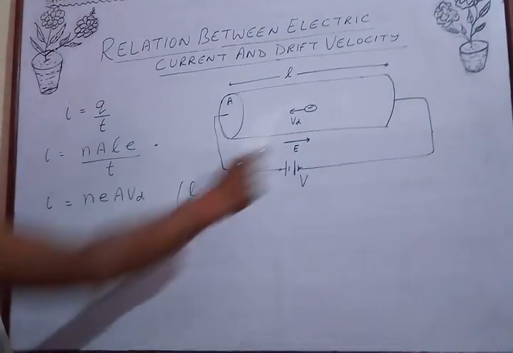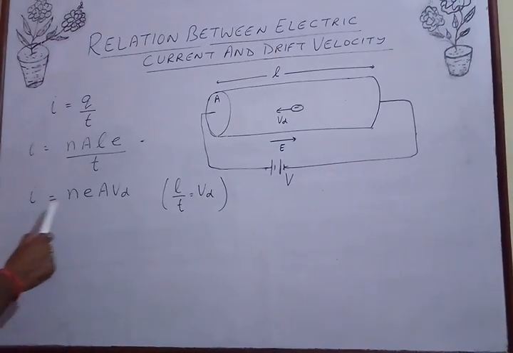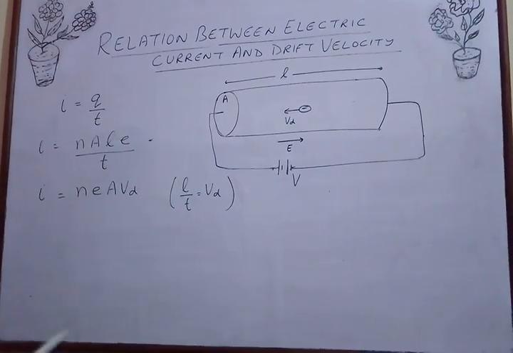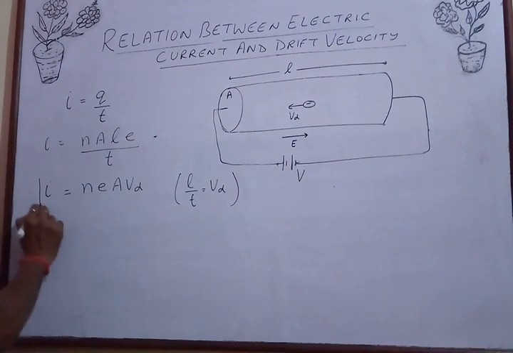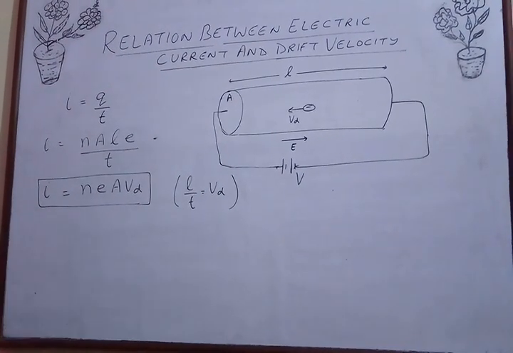Now what is L upon T? L is the total distance and T is the time taken, so this is your drift velocity. So current I is equal to neAVd. In place of L upon T, I have written Vd. This is your relationship between current and drift velocity: I is equal to neAVd.